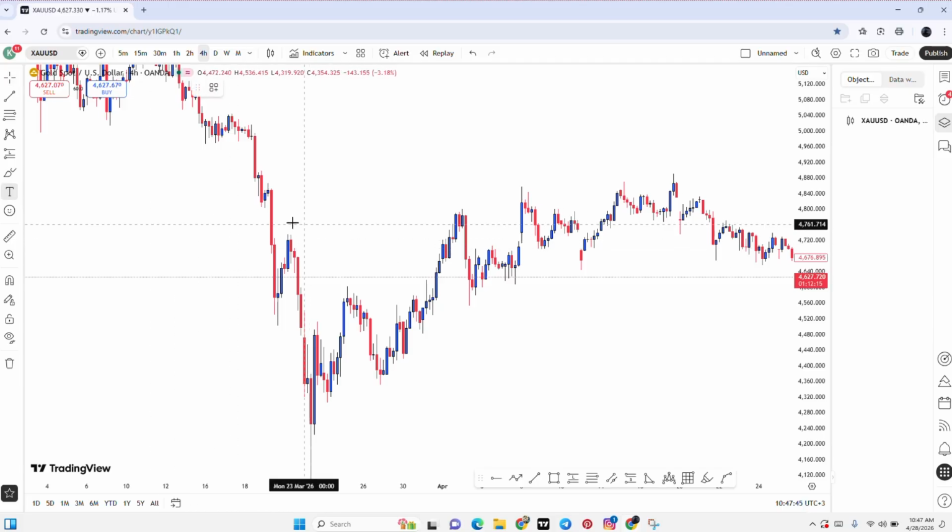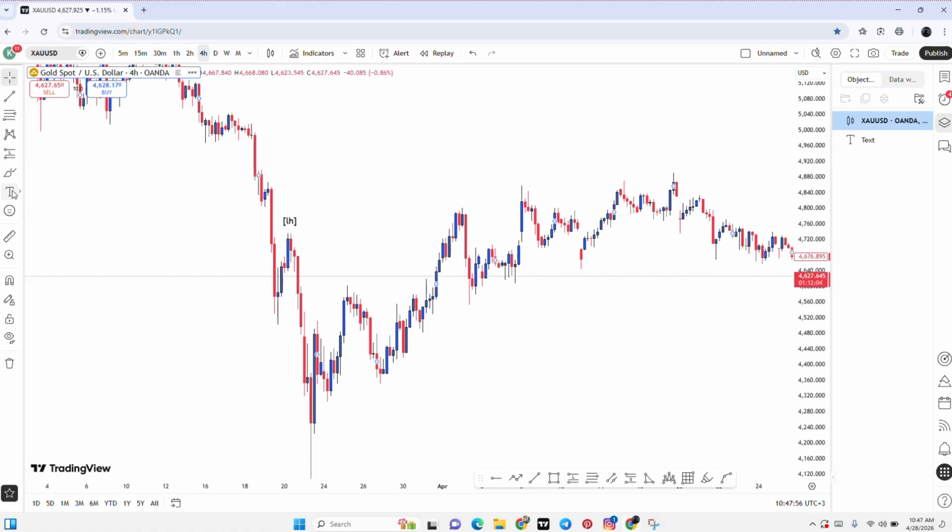So this was our last lower high, that is our last lower high over there, and then we have a lower low over here. We have a lower low right there. Lower low, lower high.